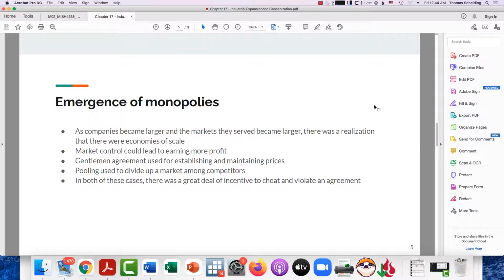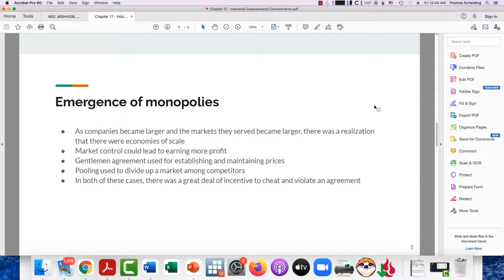What becomes clear to the businesses is that what's needed is to have single companies or a very small number of companies serve the several larger market of consumers, because then and only then do you get the economies of scale, producing a large amount of product. And by getting those economies of scale, you lower your average total cost low enough that you can earn more profit.